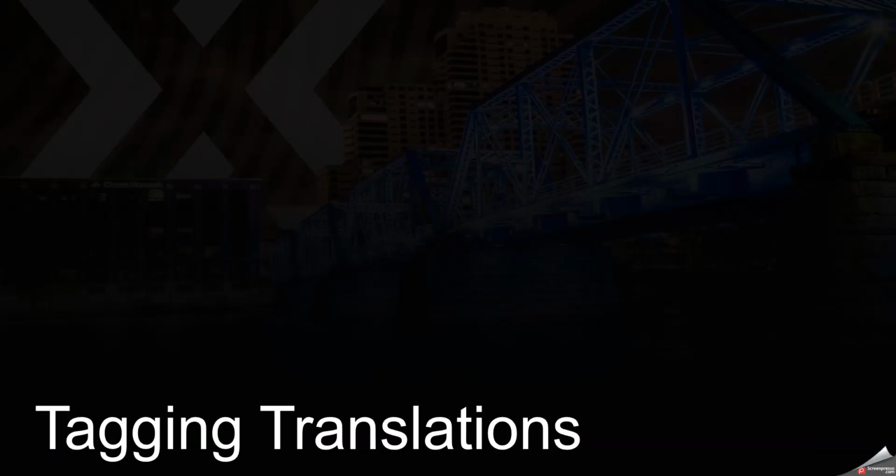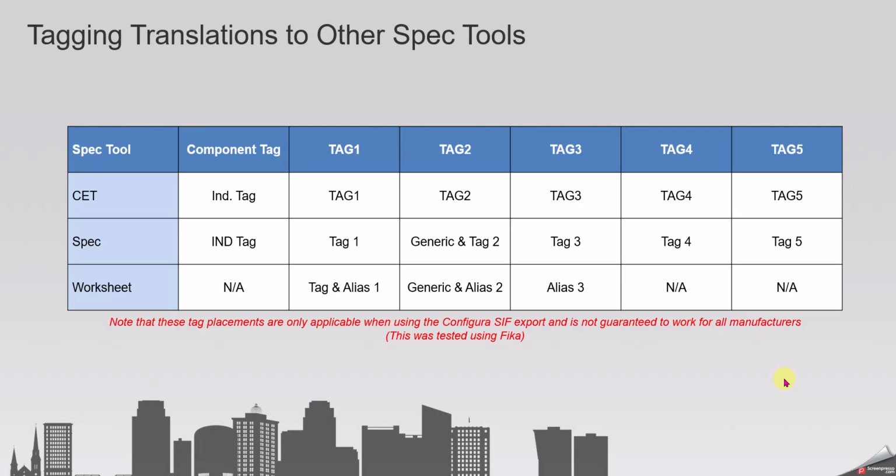So this is something that is really important to understand, where your tags are going to end up when you export. Now, of course, this is different depending on your manufacturer, as well as depending on what CIF export you're using out of CET. So for this example, I made this chart just using the Configura CIF export on some Fika products. So again, not specific to any manufacturer. This is just basic tags in CET and how they translate to Spec and to Worksheet, since those are the most common.